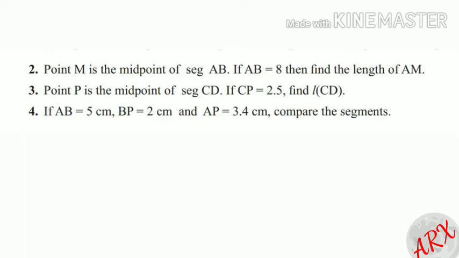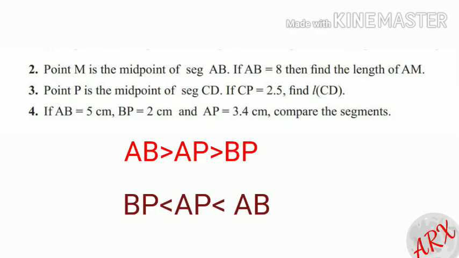Question number 4. If AB equal to 5 cm, BP equal to 2 cm and AP equal to 3.4 cm, compare the segments. Now, as length of AB is largest and length of BP is smallest, hence we will compare the segments as follows. AB greater than AP greater than BP, or BP less than AP less than AB.